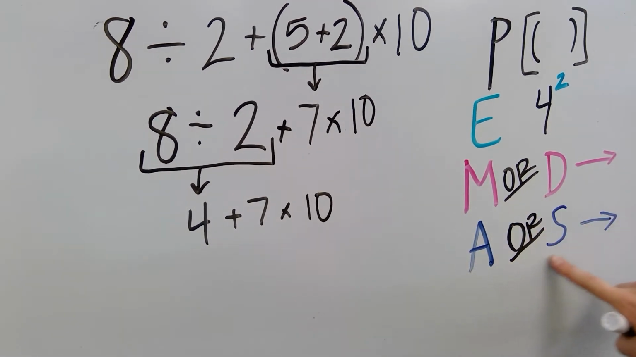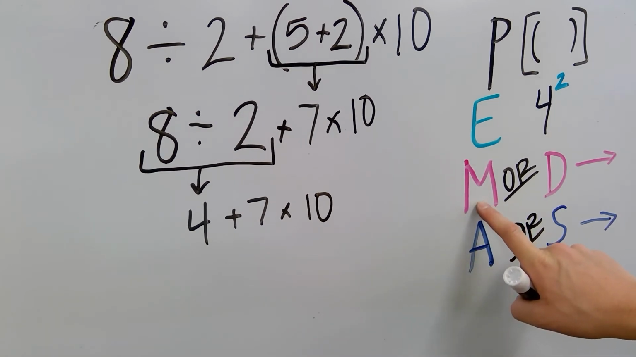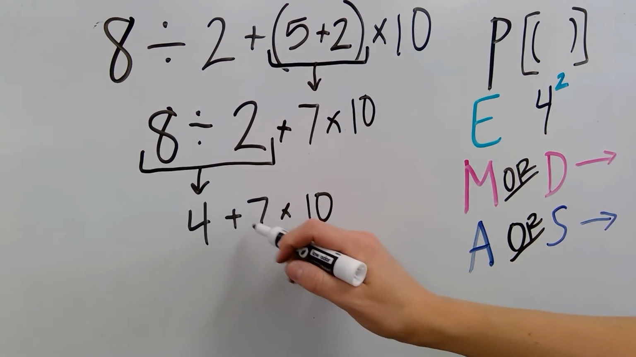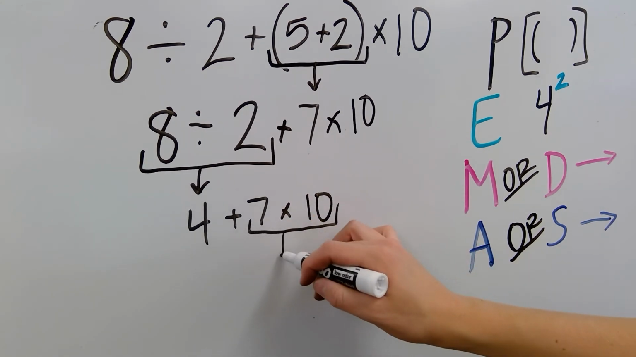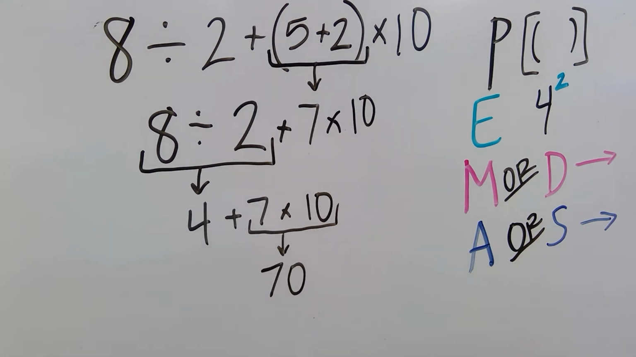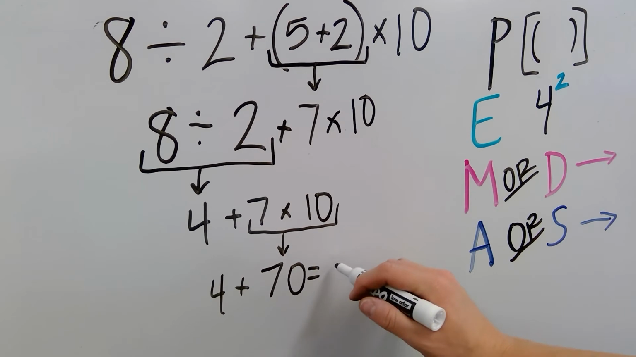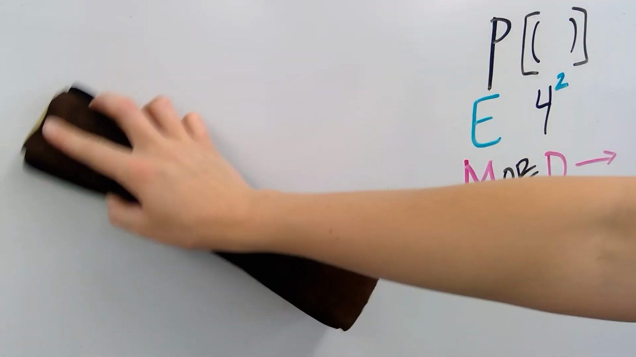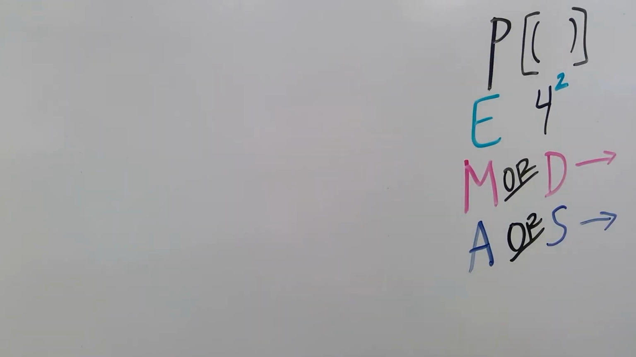Now I cannot move to this step yet because I still have some multiplication that I need to do. And multiplication always comes before adding or subtracting. So I have to do this step. 7 times 10 is 70. And now I rewrite the rest of everything that's left. All I have left is 4 plus 70, which is 74. All right, I'm going to leave these steps off to the side. I'm going to put a problem up. I want you to try it so that you can see how you're doing.